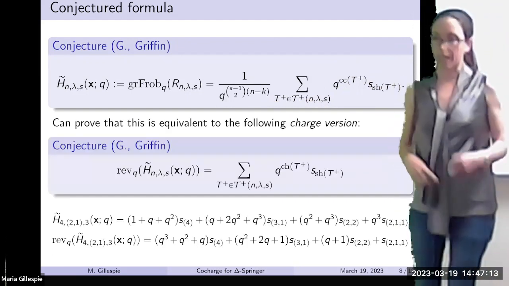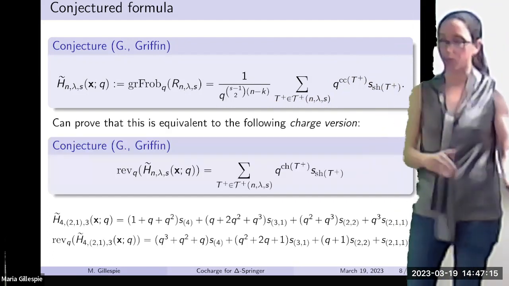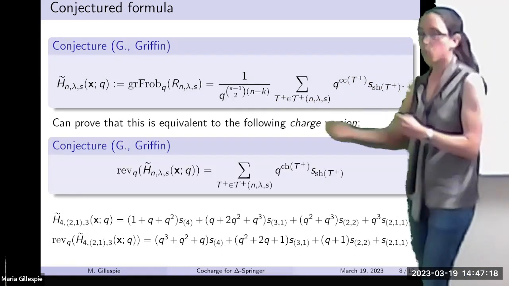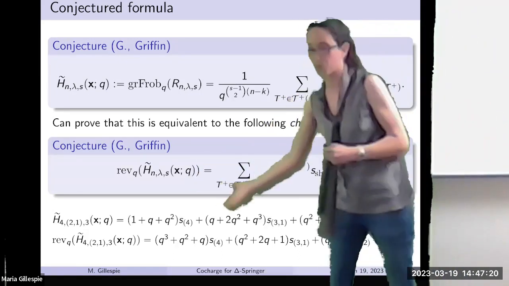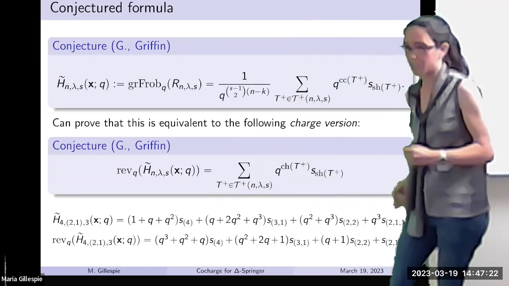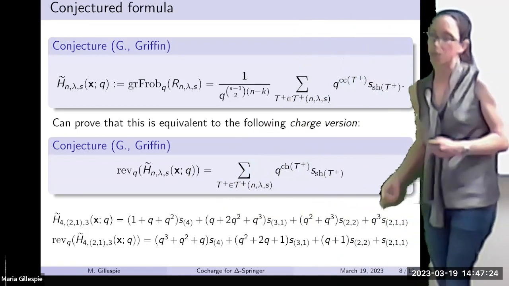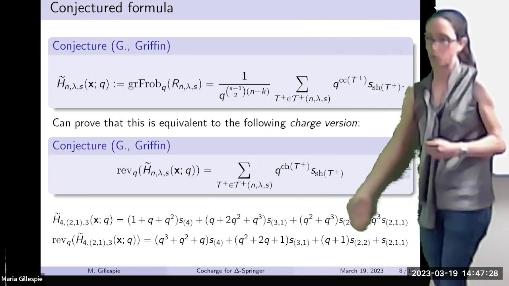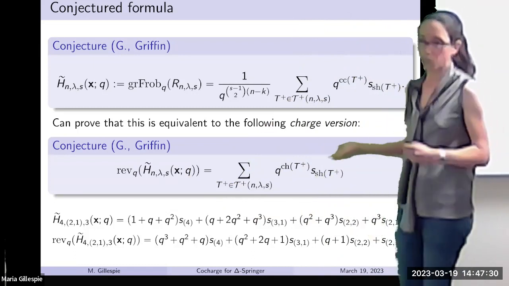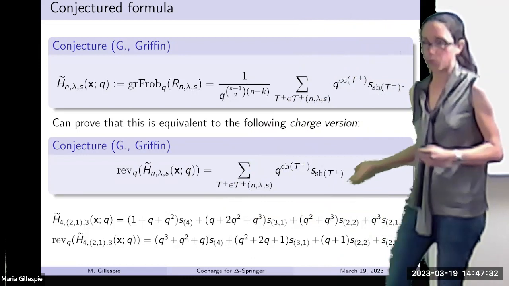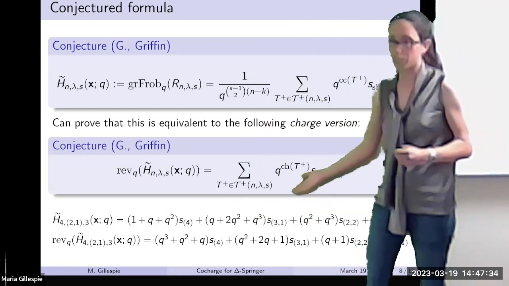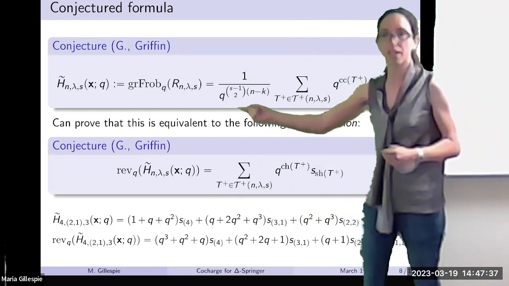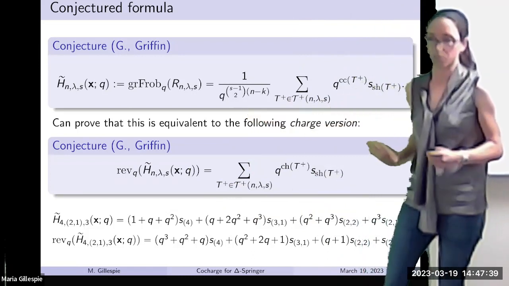So that's our conjecture, and we can prove that it's equivalent to the following charge version of the conjecture, where you just do a Q reversal, meaning you reverse all the powers of Q. You take the maximum power of Q, in this example Q to the third, and you replace the Q to the thirds with ones and the Q squareds with Qs and so on, and you get the Q reversal. And with the Q reversal, what's nice is cocharge turns into charge, and you do get rid of this funny multiplier. So it's a little bit cleaner of a formula to write.